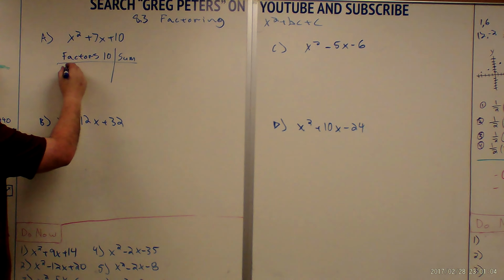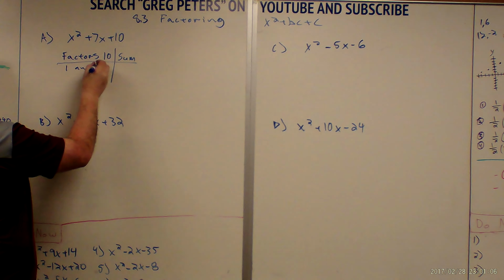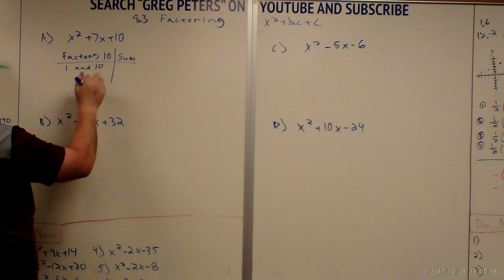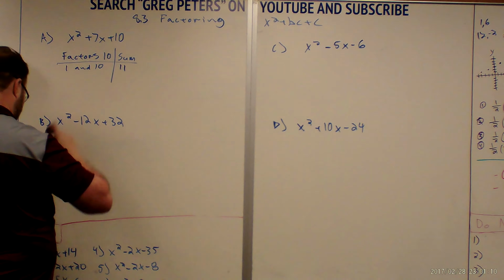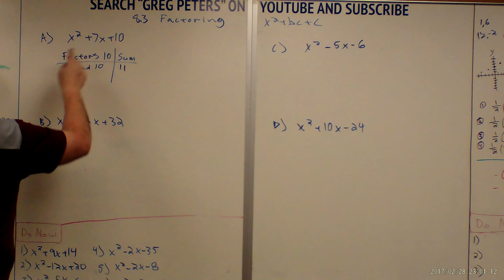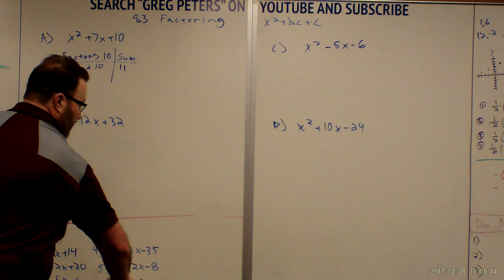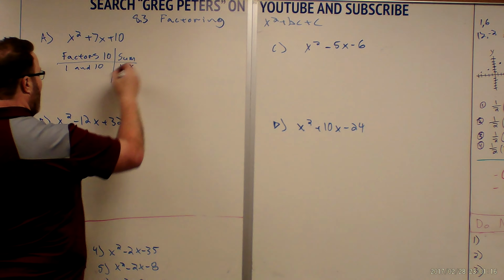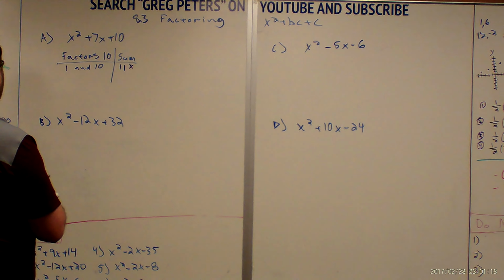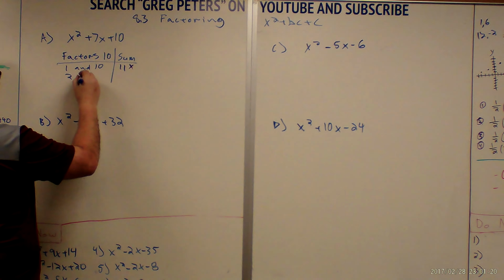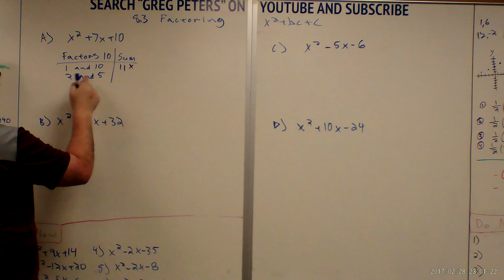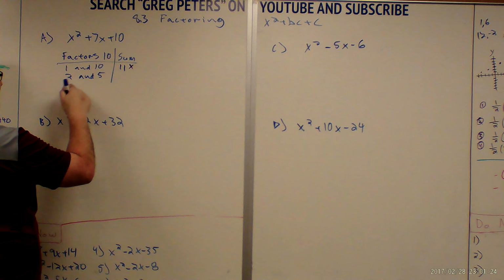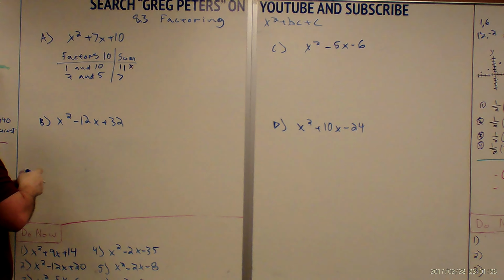So we start with 1. 1 and 10. 1 times 10 is 10. We add these, it's 11. That won't work. We're looking for 7. So we're going to cross this out. Now we're going to go to 2. 2 and 5. 2 times 5 is 10. 5 plus 2 is 7. That works out.